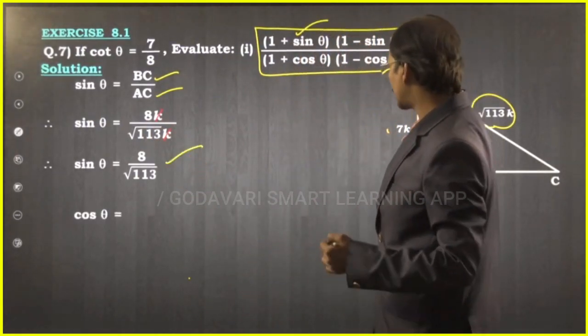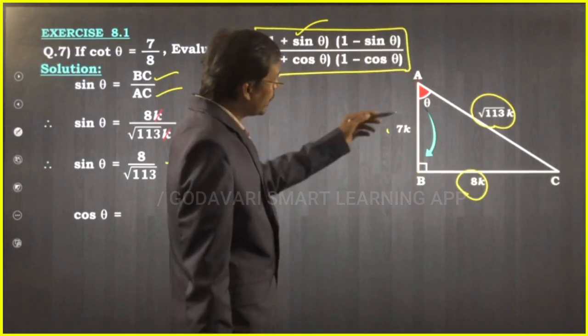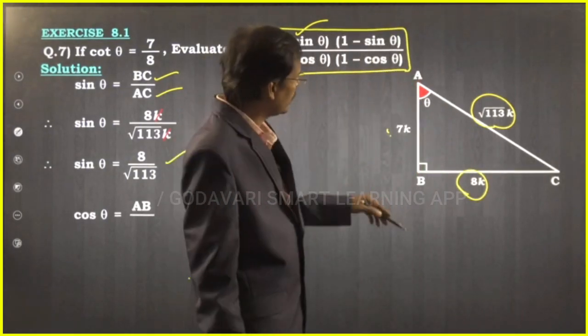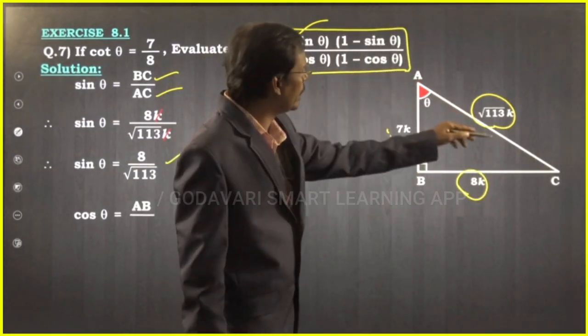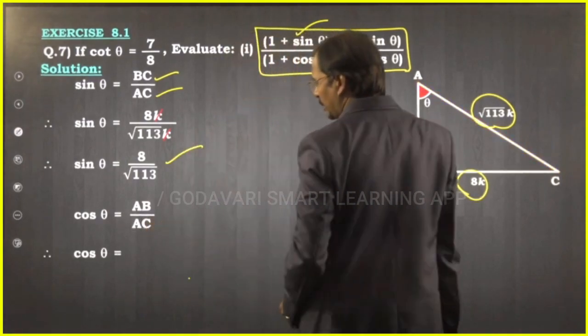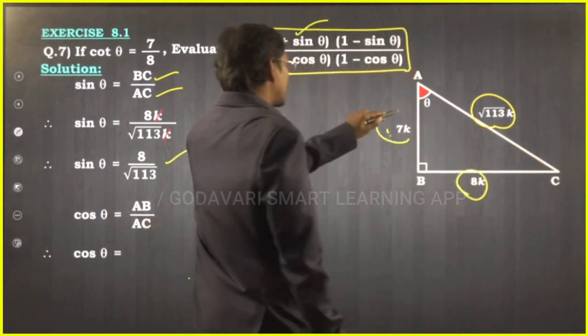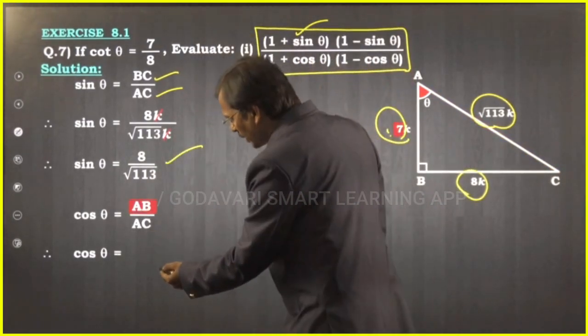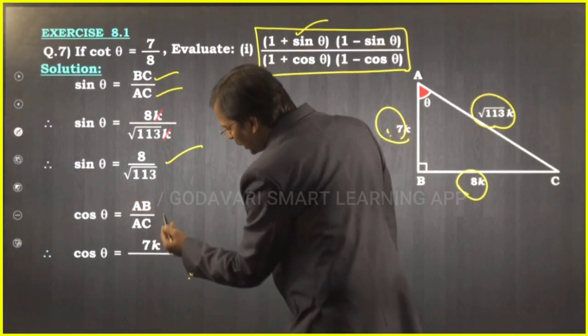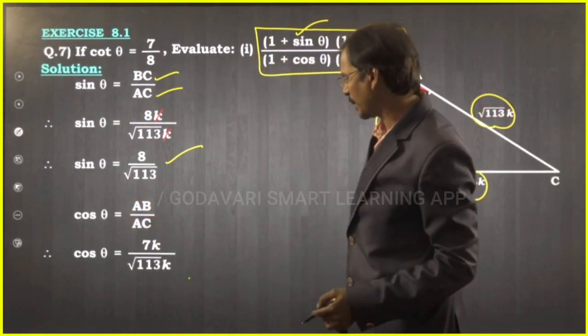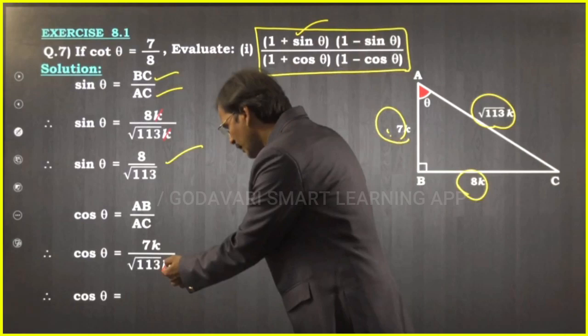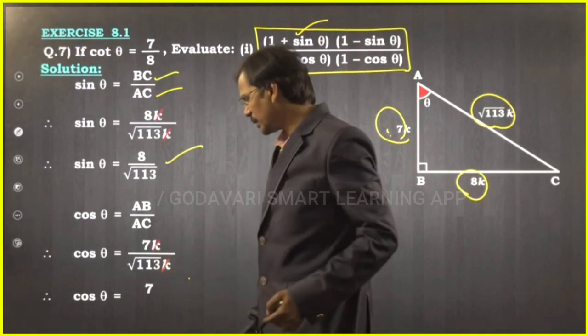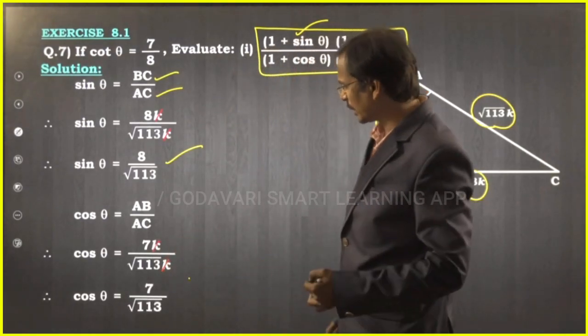And we have to find cos theta. Cos theta is nothing but adjacent side by hypotenuse, that is AB by AC. AB is equal to 7k and AC is root 113k. Here k cancels. Cos theta we got is 7 by root 113.